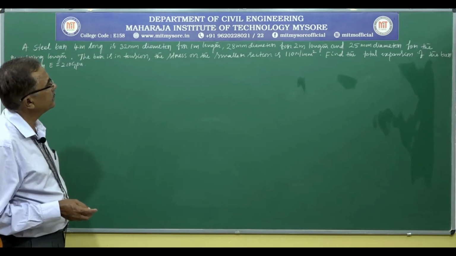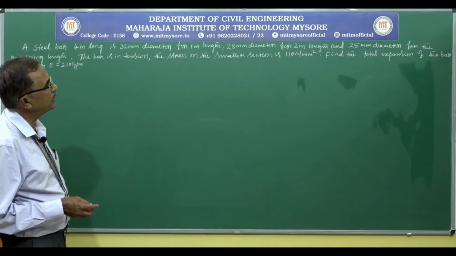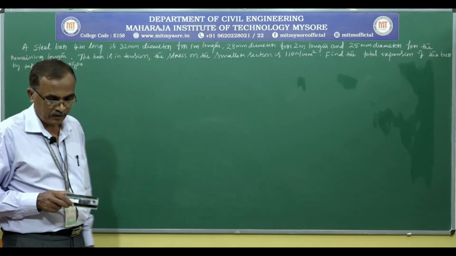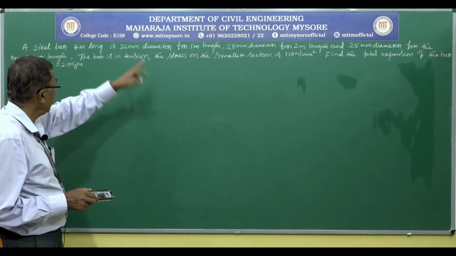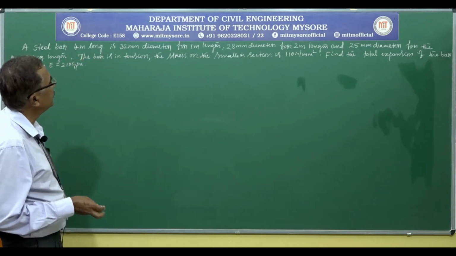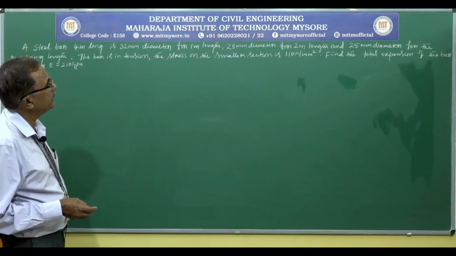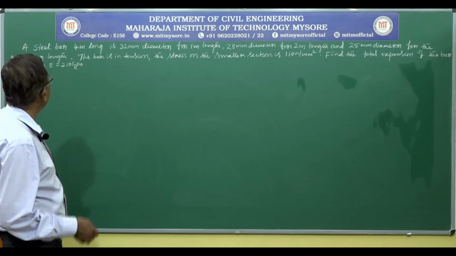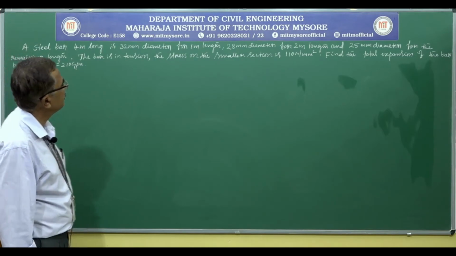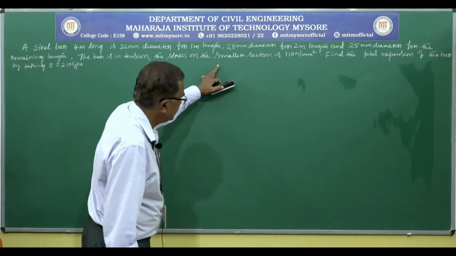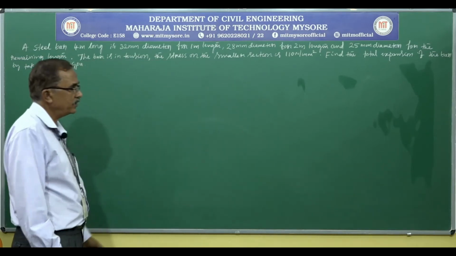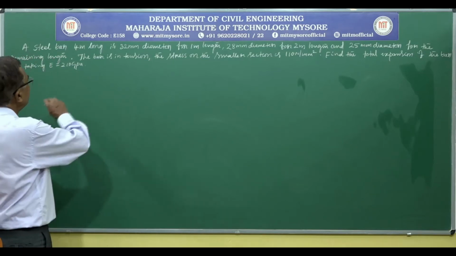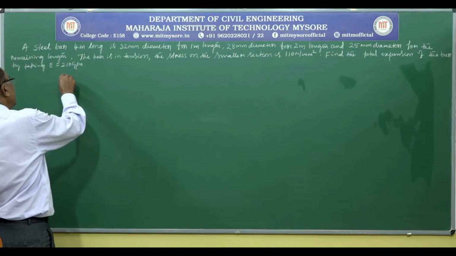Again it is a simple problem. Only thing is problem is given in descriptive form and we have to write the figure. A steel bar 4 meter long is 32 millimeter diameter for 1 meter length, 28 millimeter diameter for 2 meter length and 25 millimeter diameter for the remaining length. The bar is in tension. The stress on the smaller section is 110 Newton per millimeter square. Find the total expansion of the bar by taking E is equal to 210 GPa. Let us draw the figure.